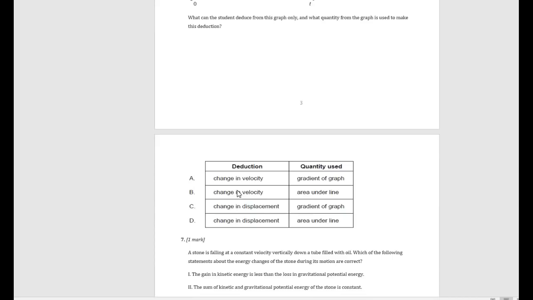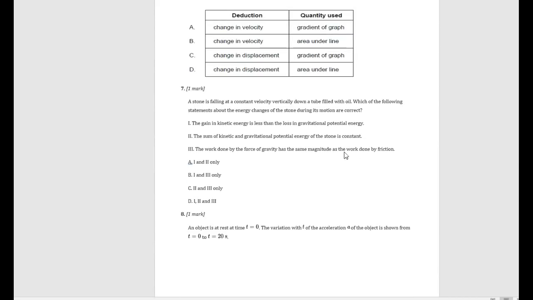Remember that for an acceleration time graph, the slope is essentially meaningless. The slope of any graph tells you the rate of change for that quantity, and the rate of change of acceleration, at least at this level of physics, is meaningless to us. The area under an acceleration time graph gives us the change in velocity of an object. So, looking at our answer choices, the answer is going to be B. Deduction, change in velocity; quantity used, the area under the line. So the answer is B for number 6.